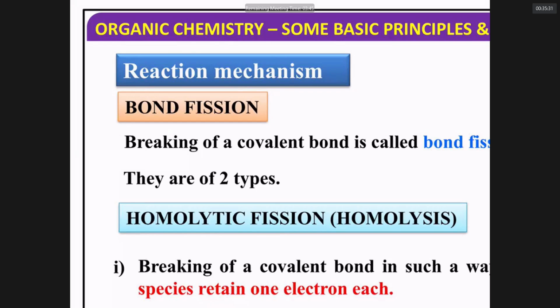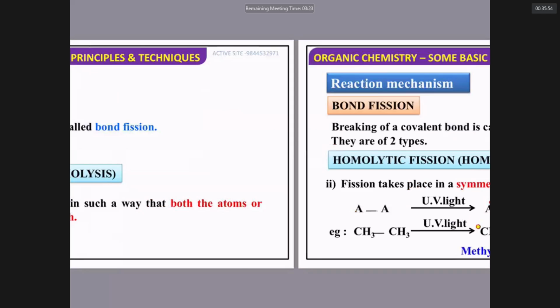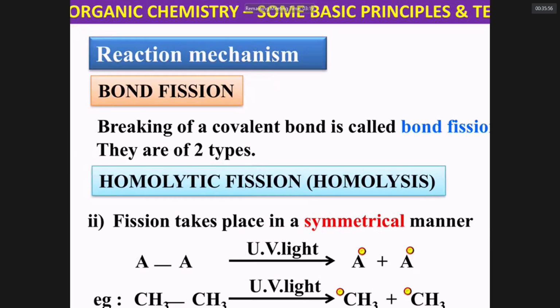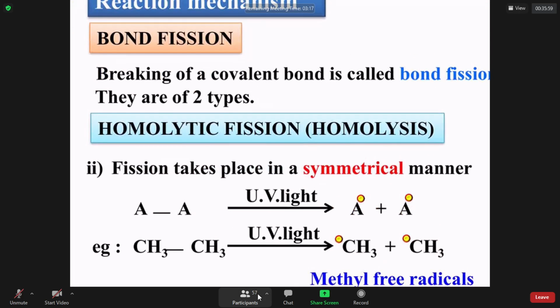There can be two ways. In the first mode, a bond breaks such that both atoms get one electron each. That is called homolytic fission. The fellow who has one electron is called free radical. Free radicals are highly reactive. Homolytic fission can happen in presence of UV light or high temperature or in presence of peroxide, hydrogen peroxide, benzoyl peroxide, some peroxide.